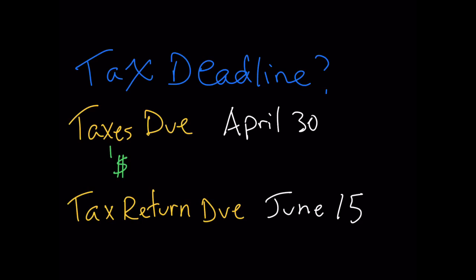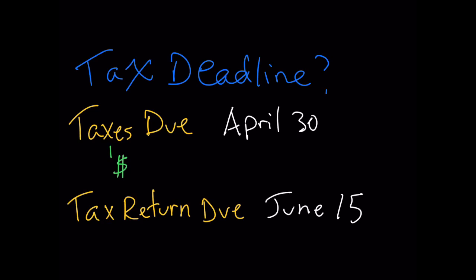Let me clear this up. When I say your taxes are due, that means the amount of money you owe in taxes. And so often, like when you file a tax return and there's a balance owing, those would be your taxes that are due. And the tax return is just the actual return itself, like the paper that you're filing or electronically filing. That can be due June 15th. But if you're filing your tax return and you have a balance owing, that balance is actually due April 30th.